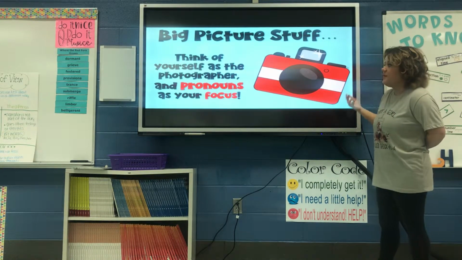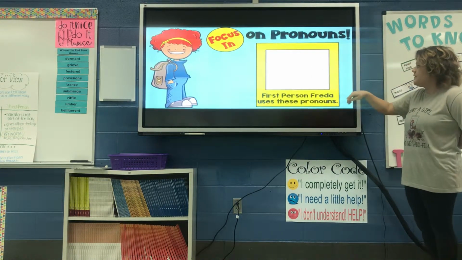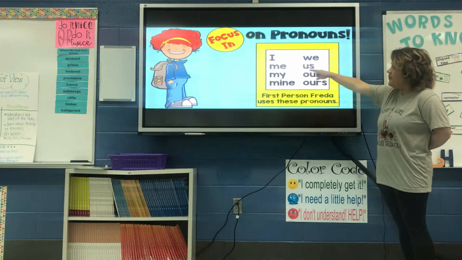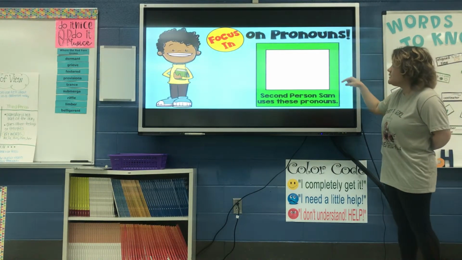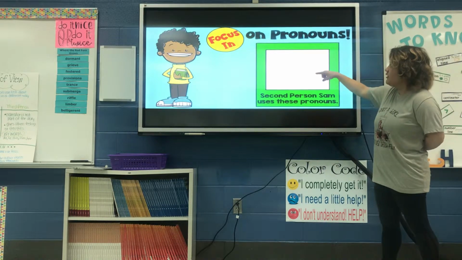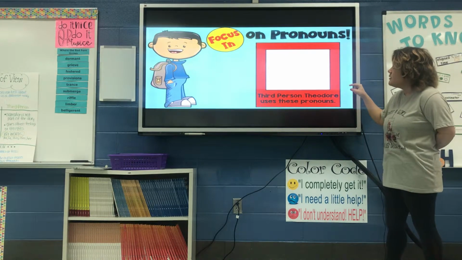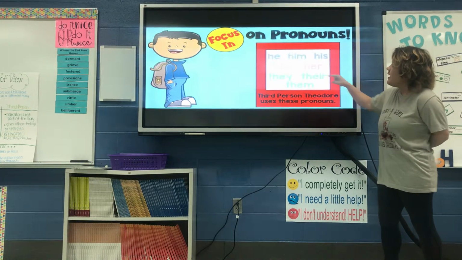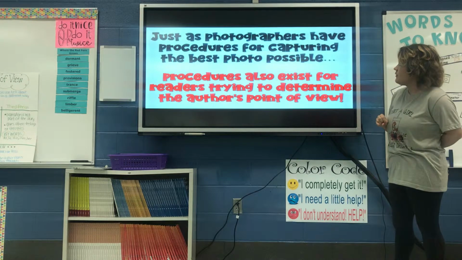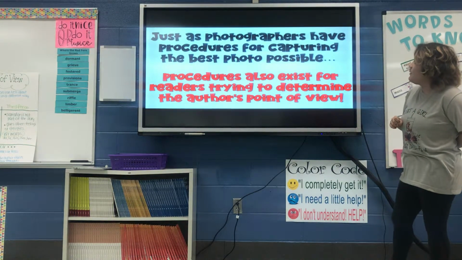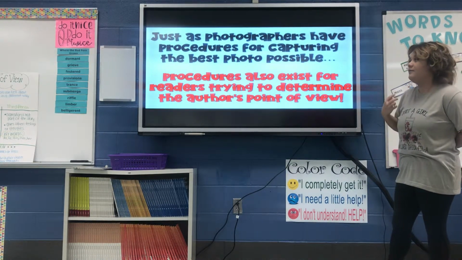Think of yourself as a photographer and pronouns as your focus. So you're focusing in on the pronouns. First person uses these pronouns: I, me, my, mine, we, us, our, ours. For second person, some of the pronouns to focus in on are you, your, and yourself. And for third person, some of the pronouns to focus in on are he, him, his, she, her, they, their, and them. Okay, and just as a photographer has procedures for capturing the best photo possible, procedures also exist for readers trying to determine the author's point of view.